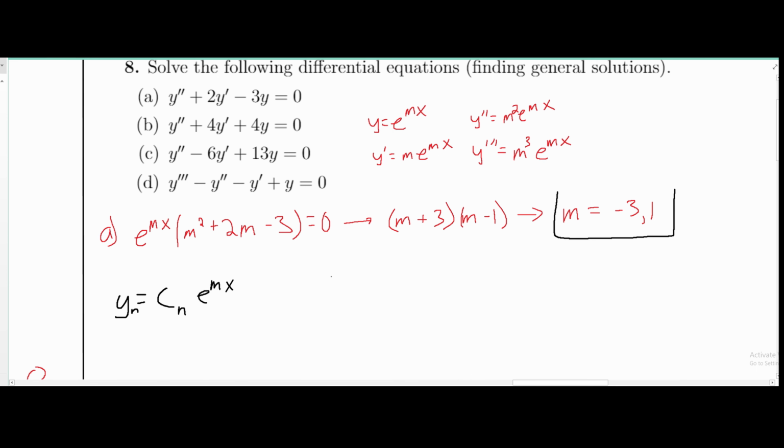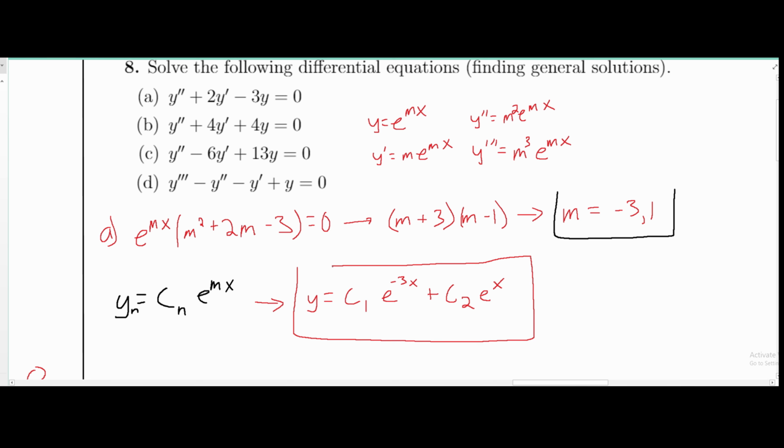So when we get our m values, we have to plug them into this. After we plug everything in, we get y is equal to c1 e^(-3x) plus c2 e^x. And that is our general solution. It's general because we still have c's, constants, in our solution, so it is not particular.